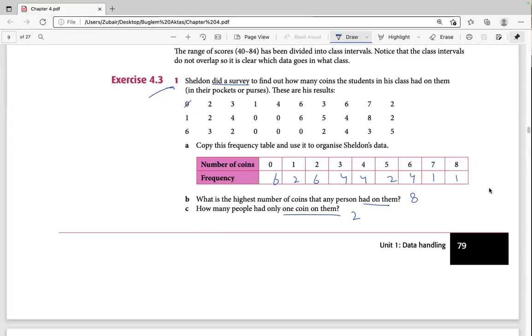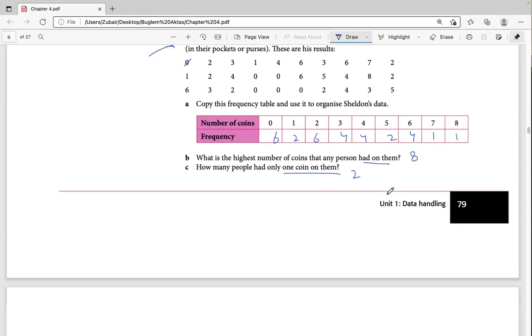4. What is the maximum frequency you see in this table? 6. So the mode is not 4. It could be 0 and 2. 0 appears 6 times, 2 appears 6 times. So mode is 0 and 2. Normally, the mode has to be unique. So we'll write there's no mode, but 0 and 2 appear the maximum number of times.